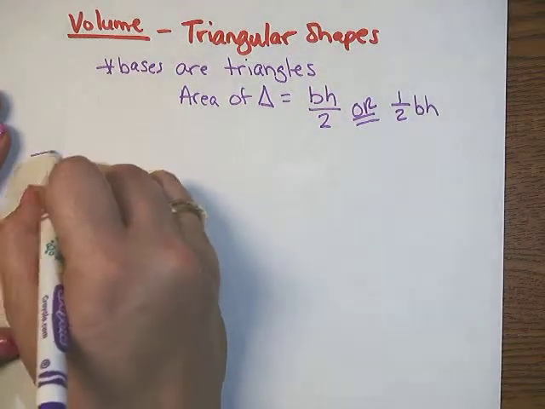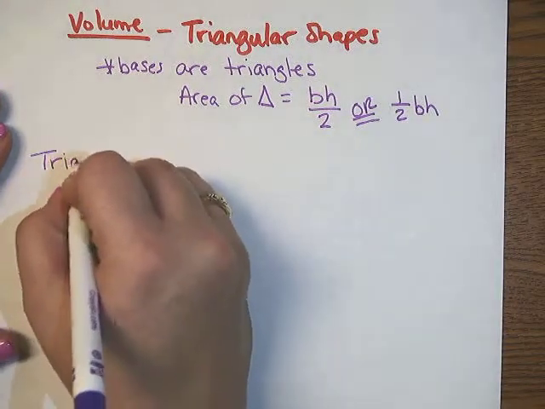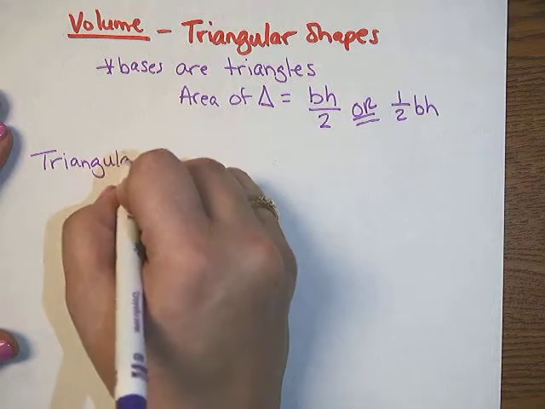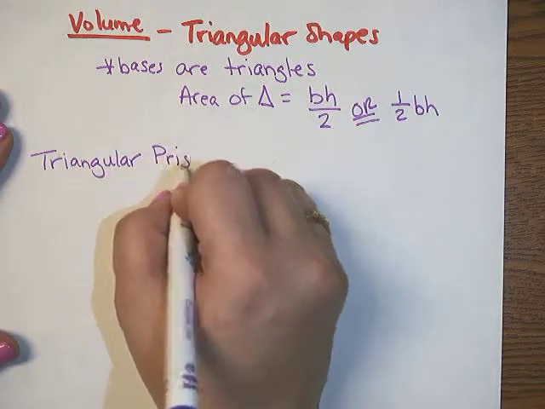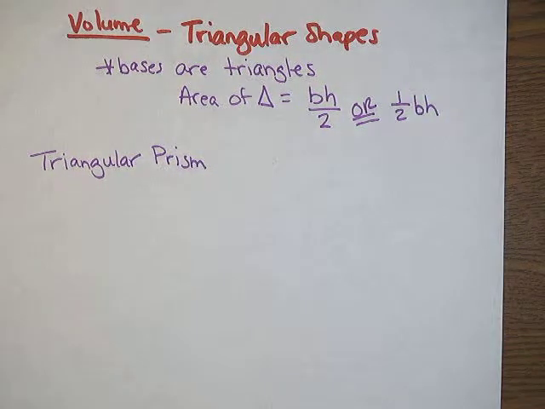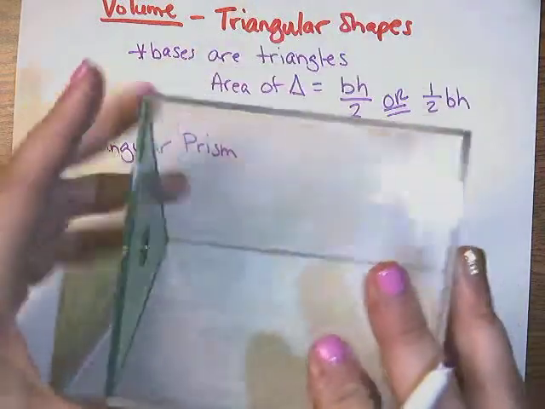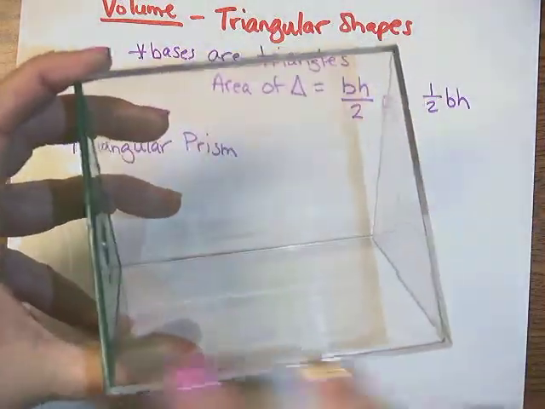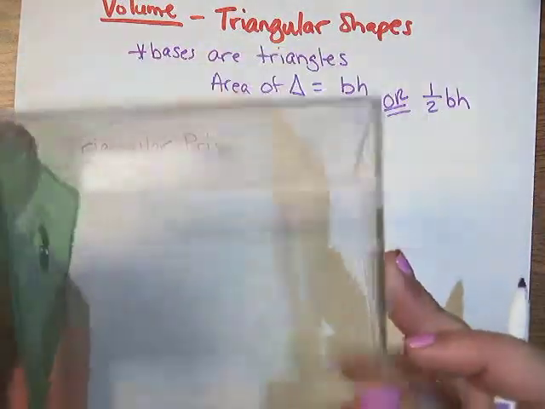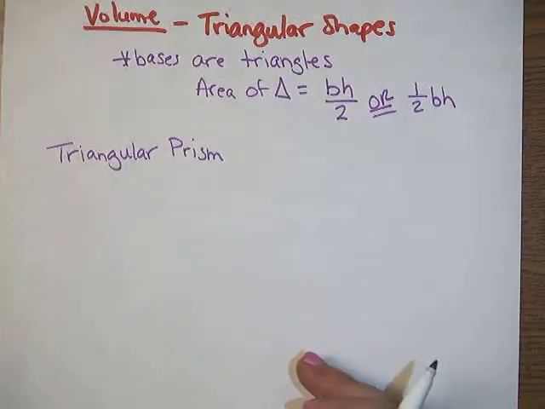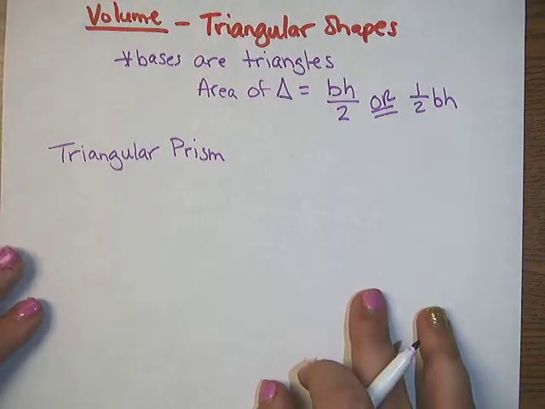So the first one we're going to talk about is our triangular prism. This one was our prism. It does not come to a point. It has a triangular base. The faces are what shape? Rectangular. Okay? They might look square. They could be rectangular.